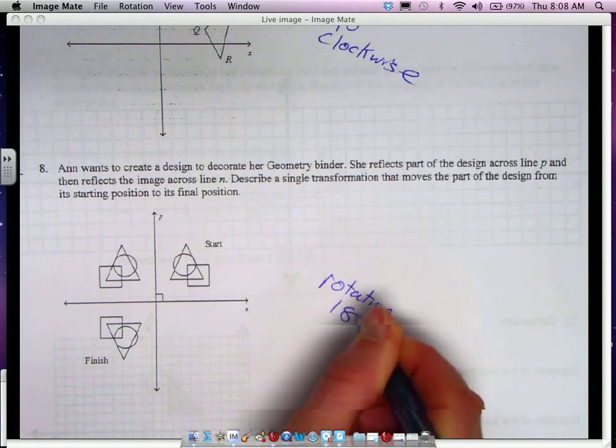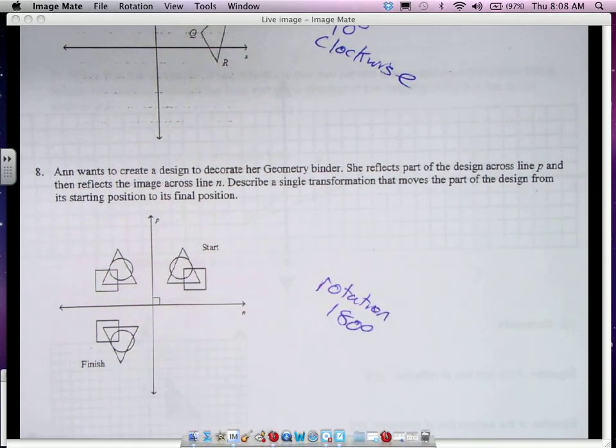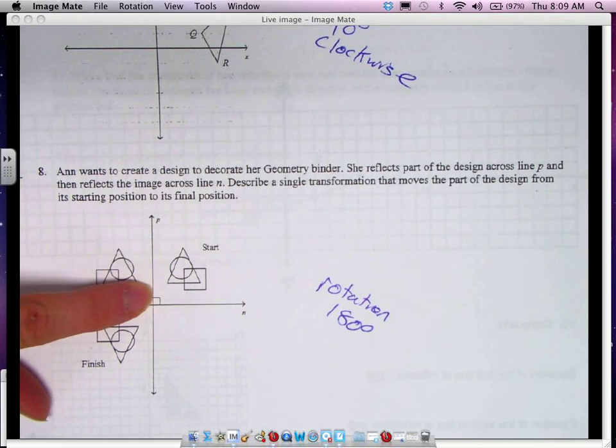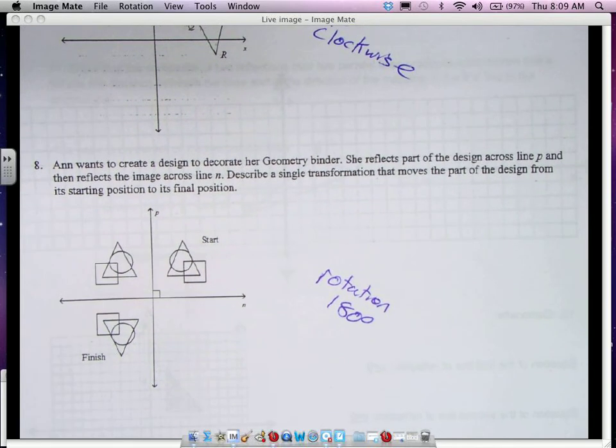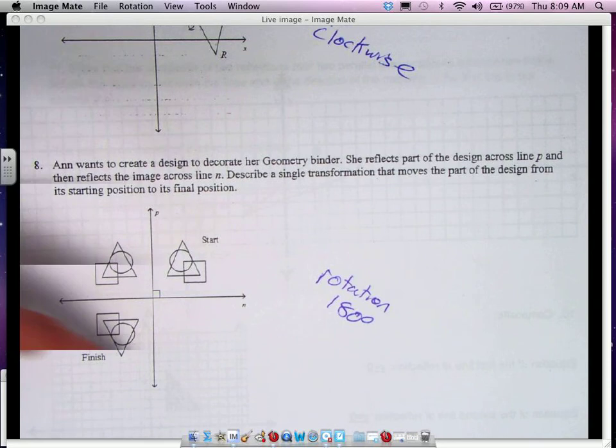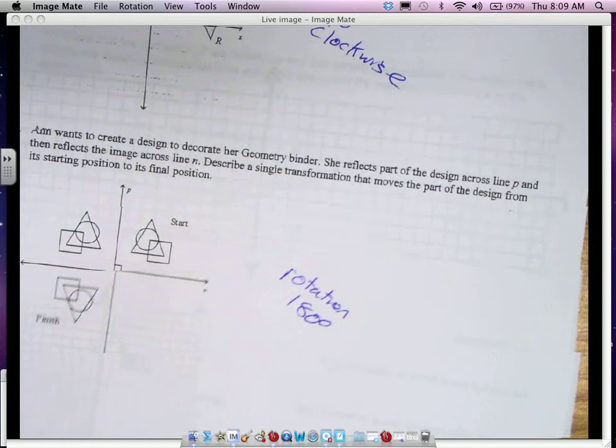Because we know when two lines intersect, if you reflect over both of them, it is a rotation. See how these meet at a 90-degree angle? Therefore, we have to know that it's going to be a rotation of 180 degrees. Okay, let's turn it over.